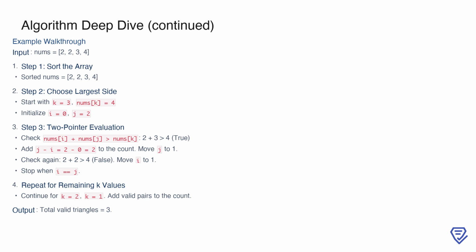1. We then check the condition again: nums[i] plus nums[j], or 2 plus 2, greater than 4. This time it's false, so we move the left pointer, i, to 1. The pointers meet, so we stop for this k. We then repeat the process for k equals 2 and k equals 1, adding valid pairs to the count. Ultimately, the total number of valid triangles is 3.